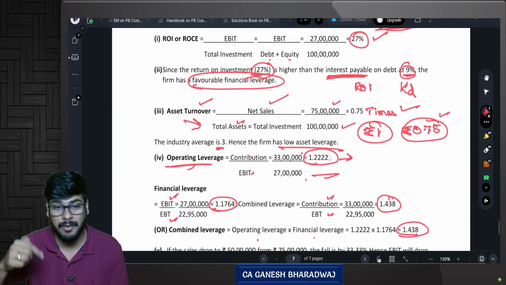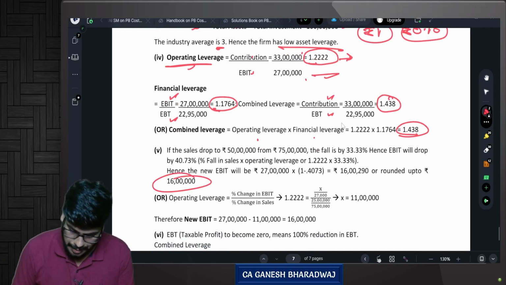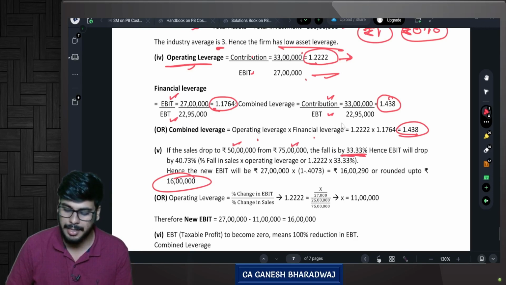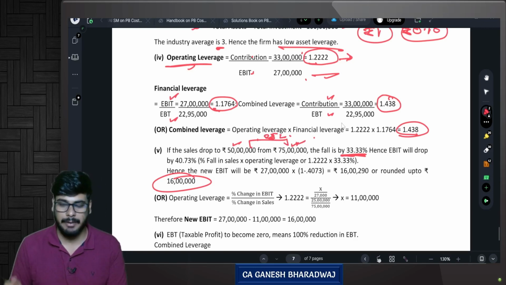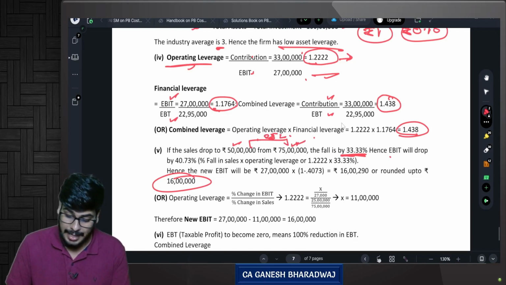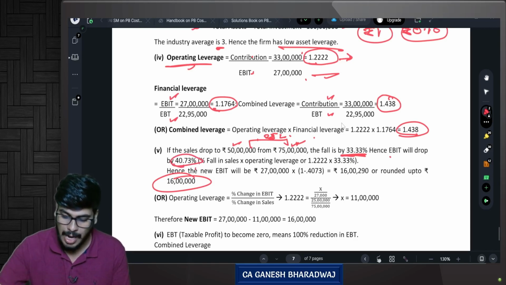Use the concept of leverage to crack this question. Look at this. This is what they have done. It is going to be 16 lakhs. If the sales drop to 50 lakhs from 75 lakhs, it falls by 33.33 percentage. How did you get 33.33? The difference between this is 25 lakhs. 25 lakhs divided by the base 75 lakhs is 33.33. Hence, the EBIT will drop by 40.73 percentage. They have rounded off. I have not rounded off.